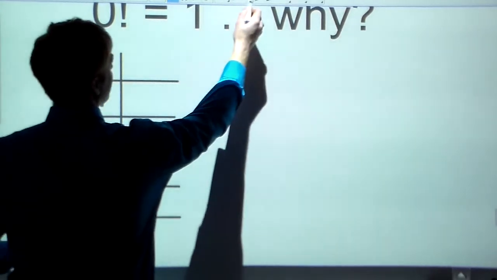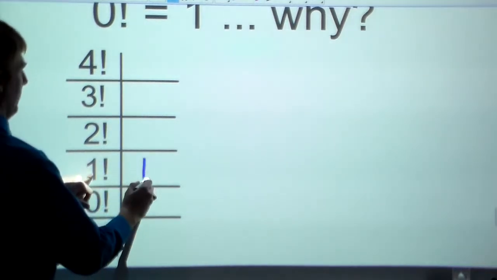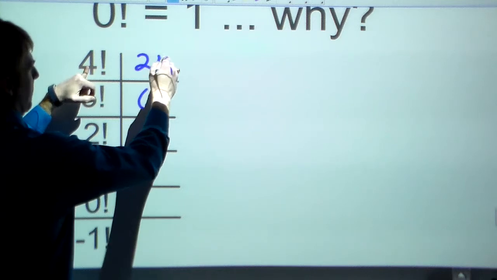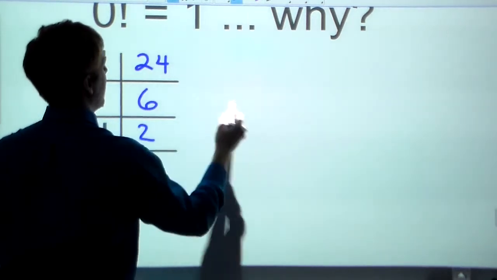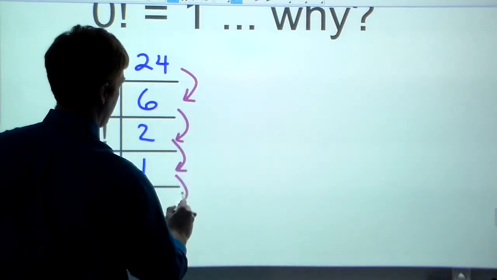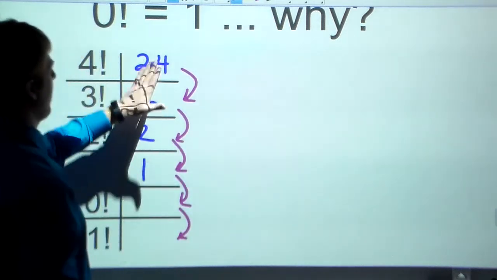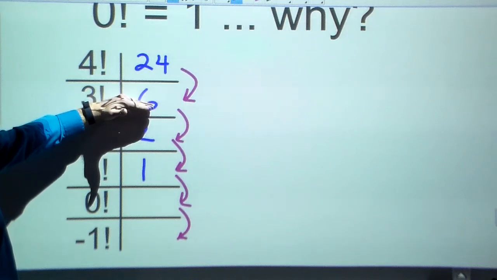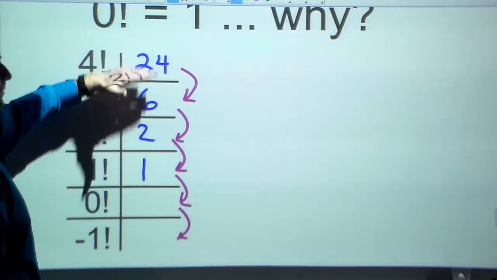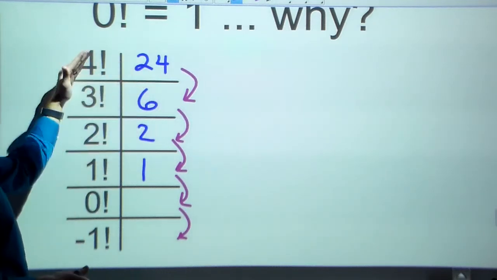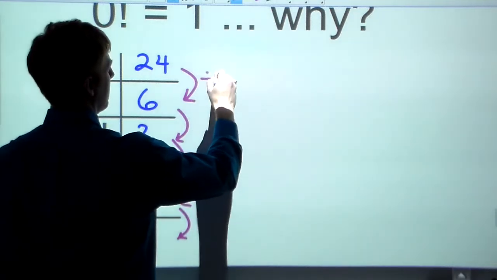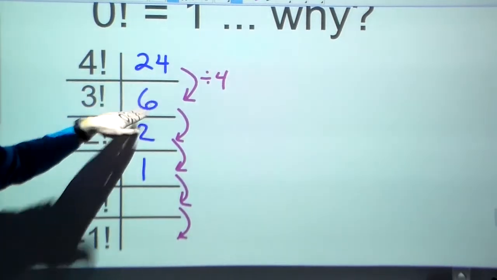So I'm going to fill in things that make sense first. 1 factorial is 1, 2 factorial is 2, 3 factorial is 6, 4 factorial is 24. Now let's think about a pattern to fill in the rest of this. So what happens if I go from 24 to get to 6? Right, what are we doing? Well, sometimes going forward might help. We took 6 and multiplied by 4 to get 24. So we can divide by 4, and that's how you go from 24 to 6.